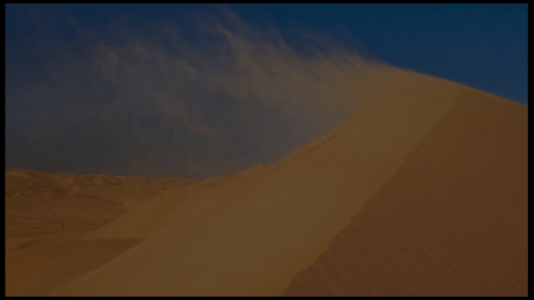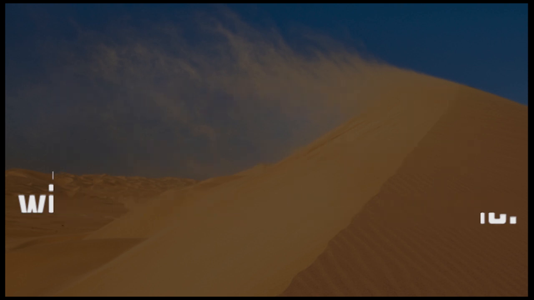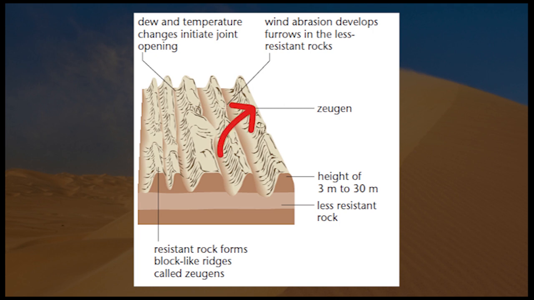Now, we are going to talk about various landforms that are produced as a result of wind erosion. The first one is known as zeugen. The zeugen are ridge-like features formed as a result of wind abrasion on landscape characterized by hard rocks that are overlaid by soft rock. It all begins with weathering opening up joints found in the hard topmost layers. The diagram below shows how zeugen is formed.